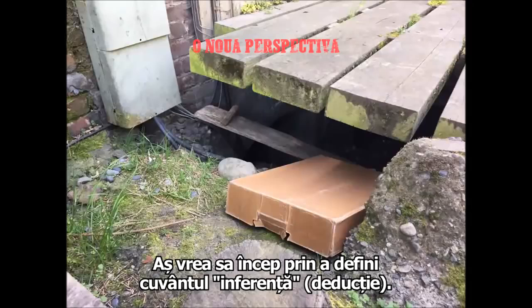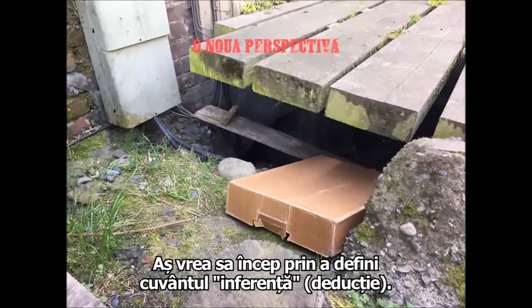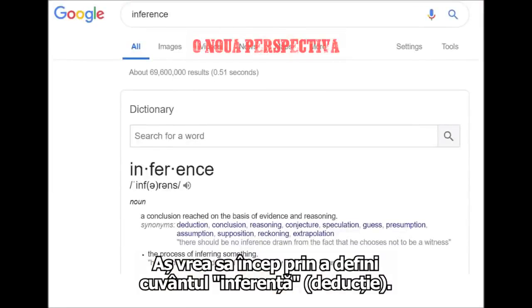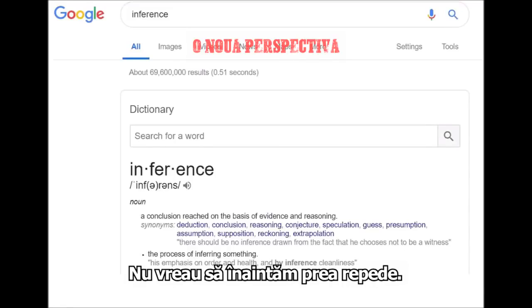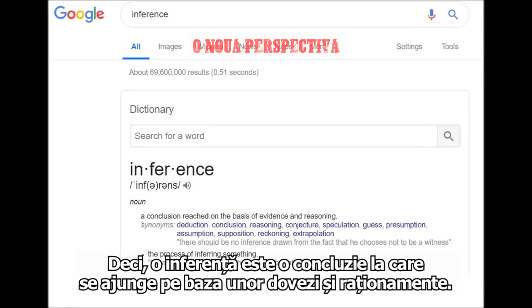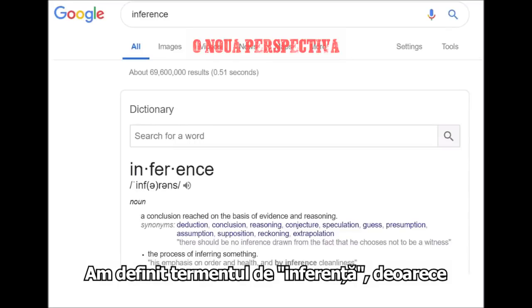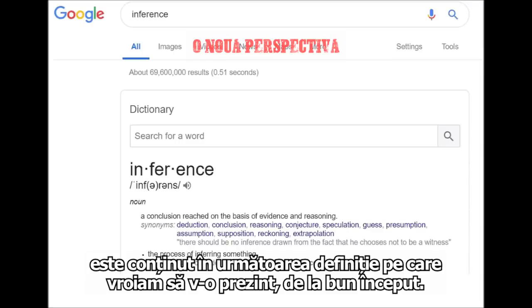So I'd like to start with a word called inference. Inference is a conclusion reached on the basis of evidence and reasoning. I don't want to go too quickly. So an inference is a conclusion reached on the basis of evidence and reasoning. I mentioned that word, inference, because it's contained in the next definition that I really wanted to provide.